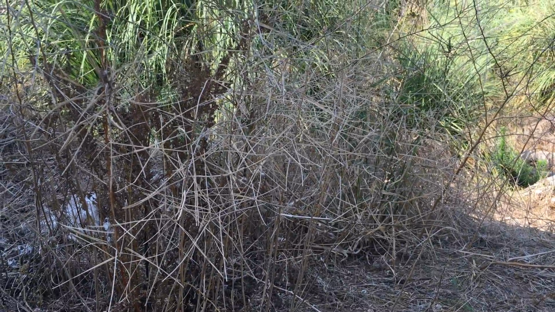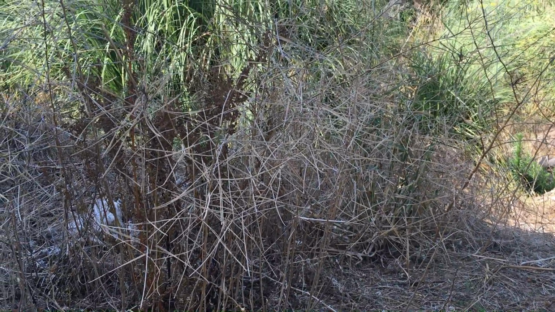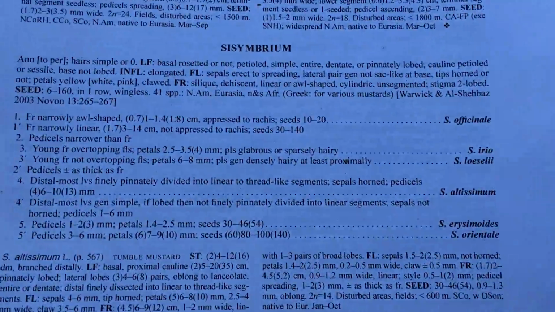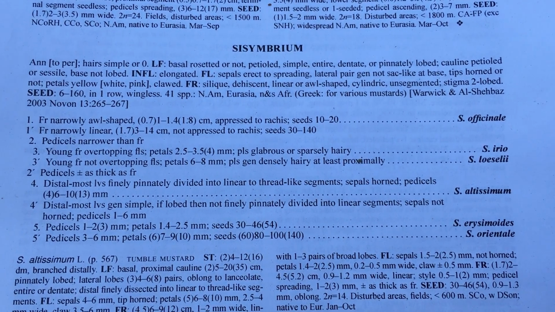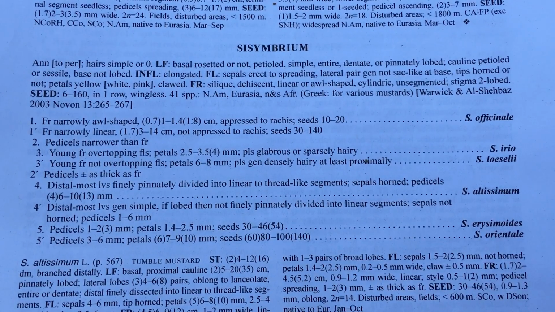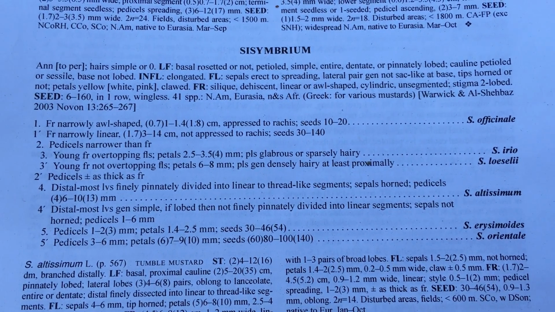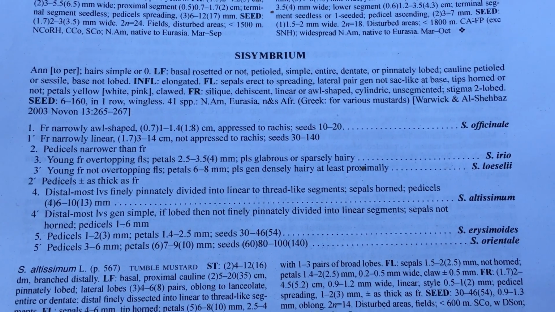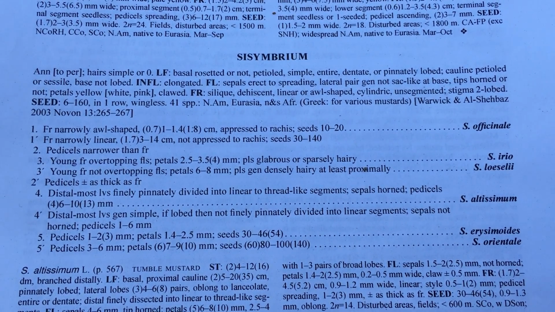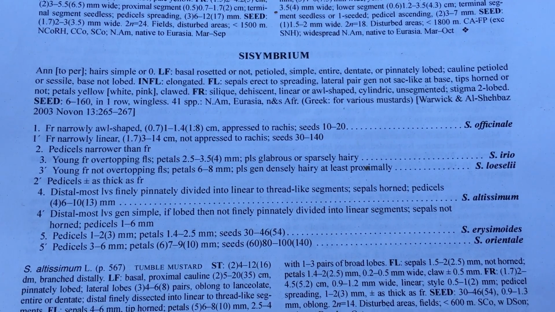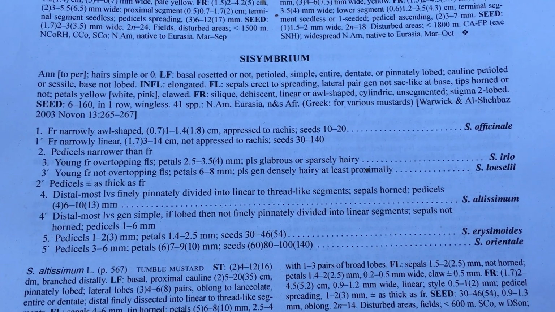And even though it's late in the season, we can still ID it. So this is a Sisymbrium, and we'll key it out together. Here's our Sisymbrium key in the Jepson, and we'll look at our first couplet. Fruit narrowly awl-shaped, that means coming to a tip, 1 to 1.4 centimeters, appressed to the rachis, seeds 10 to 20. Or 1 prime, fruit narrowly linear, 3 to 14 centimeters, not appressed to the rachis, seeds 30 to 140.